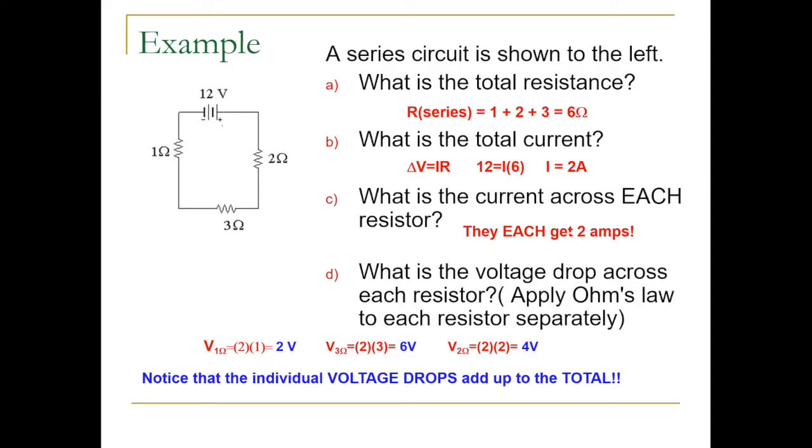We know I is 2. We know R is 1. So the amount of voltage across that 1 ohm resistor is 2 volts. You can see for the 3 ohm and 2 ohm resistor, we're doing very much the same calculation. You know that you have done something correct when you notice that 2 volts plus 6 volts plus 4 volts is equal to 12 volts, which is the total voltage for the circuit.